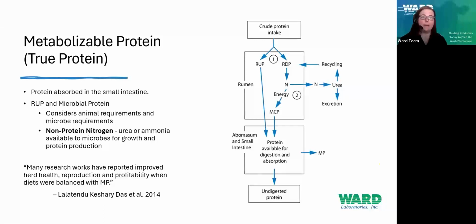We have those added parameters on our reports, and a lot of people, producers specifically, aren't going to be using them. But the hope and the goal is that we're moving forward with the industry as they move towards balancing based on metabolizable protein as opposed to just crude protein. So we're really focused in on those different fractions of protein and what they're actually doing in the animal.